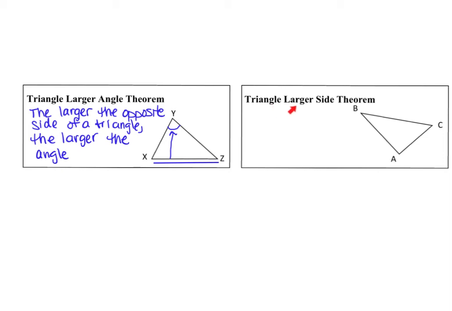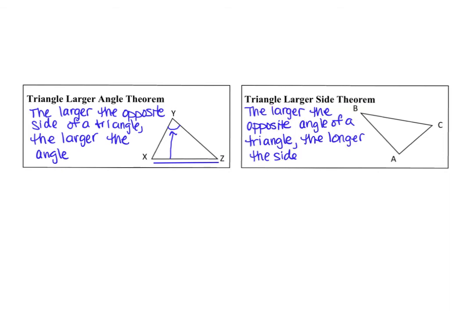Now let's look at the triangle larger side theorem. The triangle larger side theorem basically says the larger the opposite angle of a triangle, the longer the side. So if we look at these three angles, let's say that angle A is the largest angle between A, B, and C. If A is the largest angle, then the side opposite that would be the longest side. So in this case, BC would be the longest side.